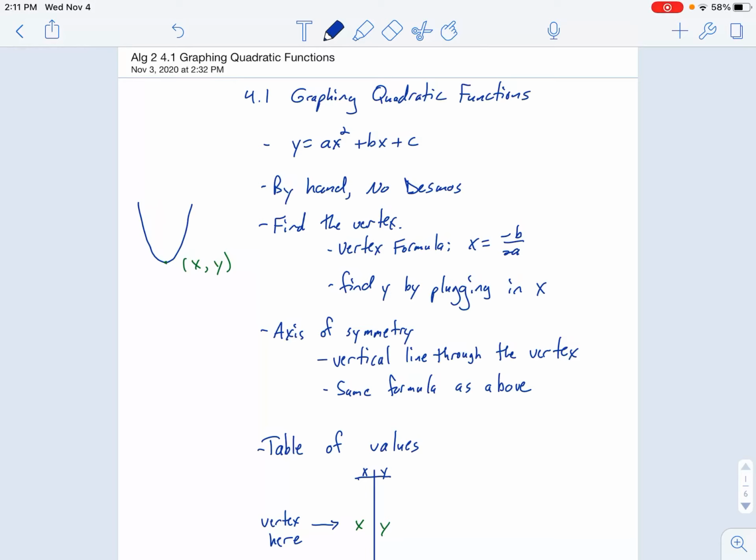Okay, guys, welcome back to school. Today we're going to start Unit 4. The main topic for Unit 4 is quadratics. It gets into some other things, but today we're going to be looking at graphing quadratics.